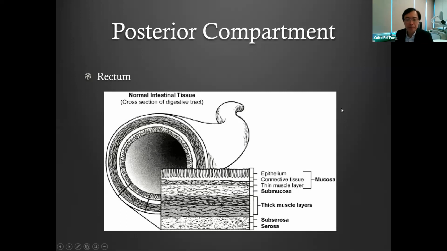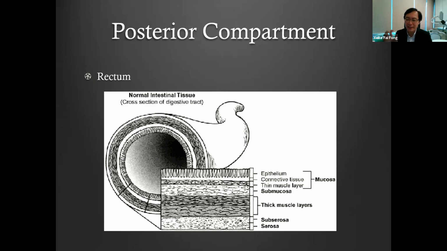If you look at the rectum over here, basically the rectum consists of four layers. You have the serosa and the subserosa, and then you have the muscle layer. You then have the submucosa, and then you have the mucosa. So how do you remember these four layers? Just remember, rectum has about four layers, and if you look at it on the scan, it is white, black.